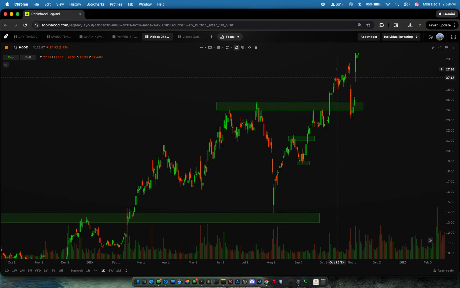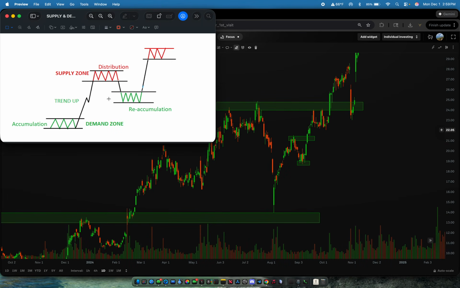Make sure you color code your supply zone as red and your demand zone as green, so you know which is which. It's very, very easy to identify. Keep in mind, supply zone will always be the distribution zone. The demand zone will always be the accumulation zone.